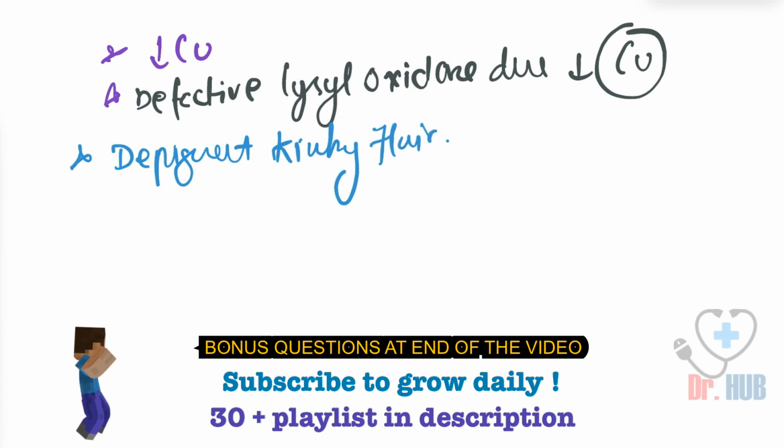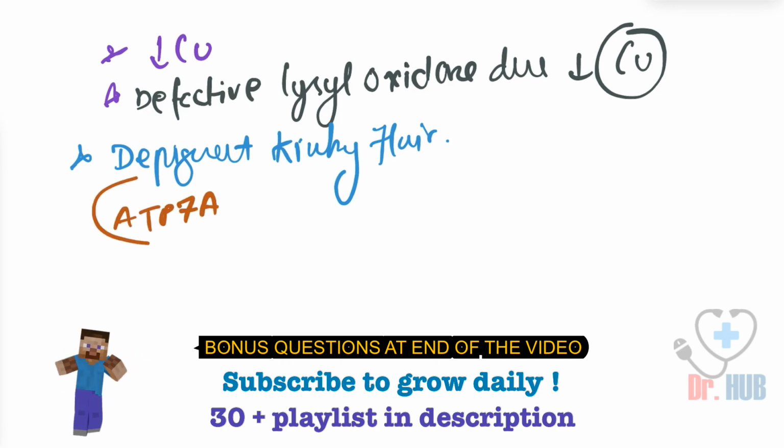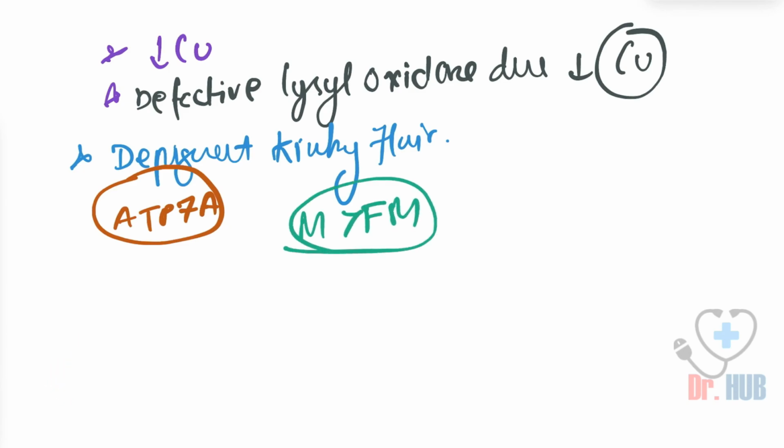Another thing to know is that ATP7A is involved, and here what we see is that males are more prone than females. These are some very important points to be known about Menkes disease.